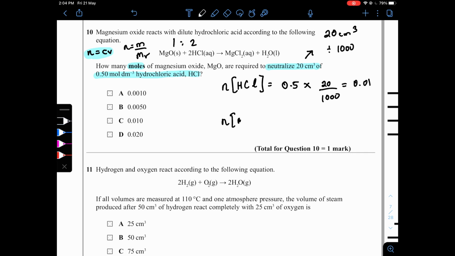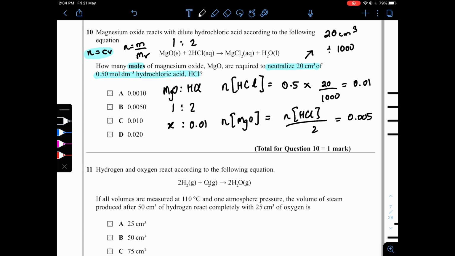Now if HCl is 0.01 moles and we know it's a 1:2 ratio, all we have to do to find the moles of MgO is divide moles of HCl by 2, right? So you get 0.005, or you can do a ratio method. I do MgO to HCl, it's a 1:2 ratio, so I need to know what MgO is, so I'll just call it X, and this is 0.01. Then I cross multiply, so you get 2X equals 0.01 times 1, which is 0.01, so our moles for MgO is 0.01 divided by 2, which gives us the same answer, 0.005. So our final answer is B, 0.005.